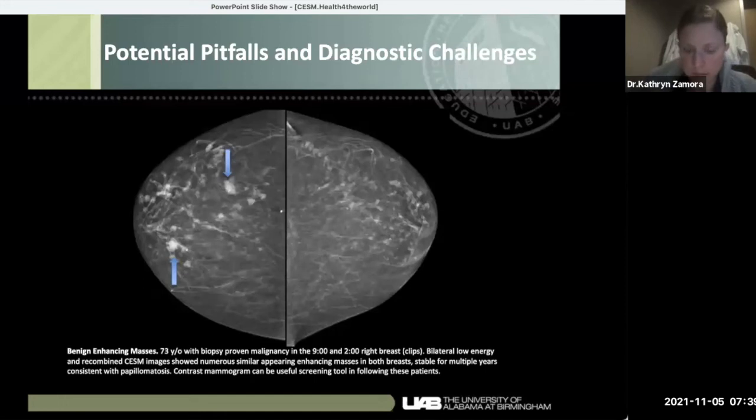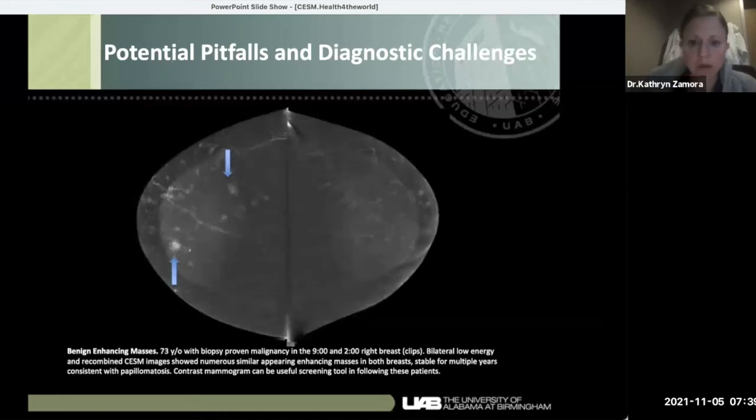This woman has papillomas, papillomatosis, and you can see here, even on contrast enhanced mammography, these papillomas also do enhance, similar to that of the invasive malignancy. Sometimes for these patients with multiple papillomas, we try to follow them with MRI if we can, or contrast enhanced mammo, but they are very challenging cases.